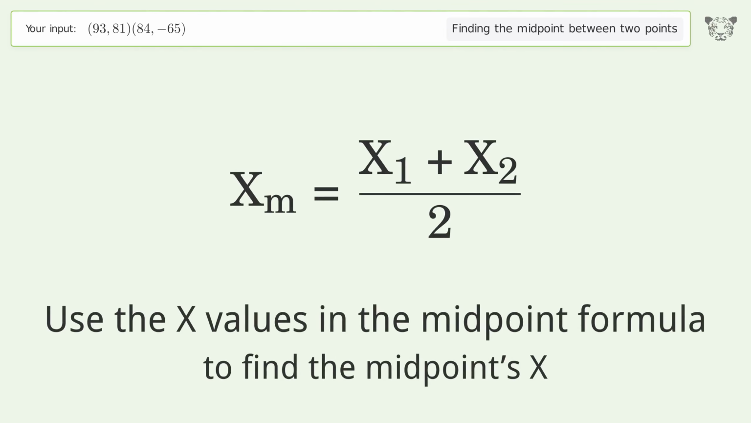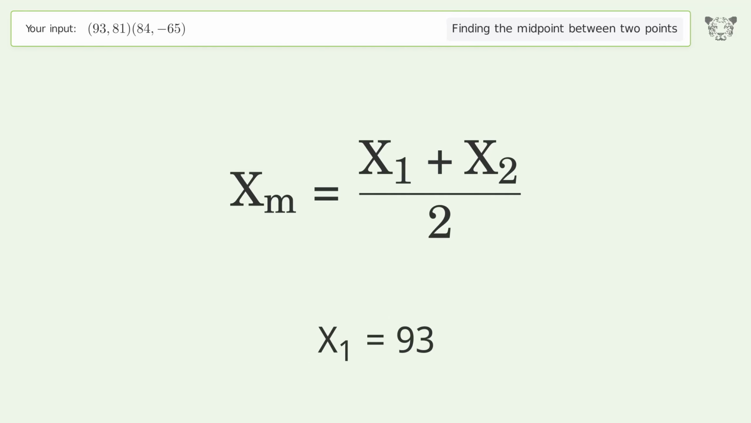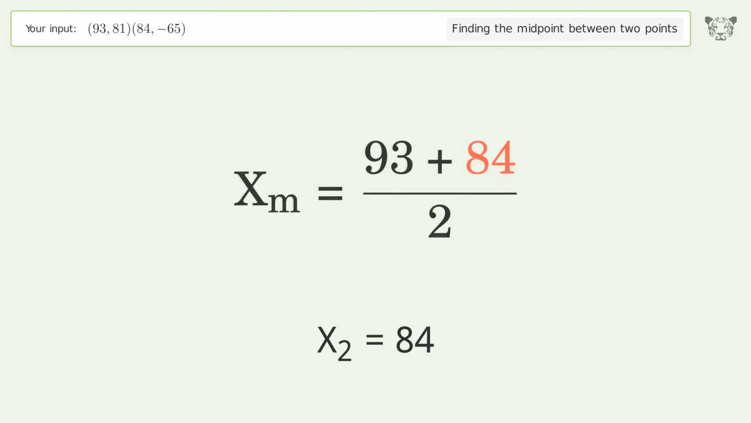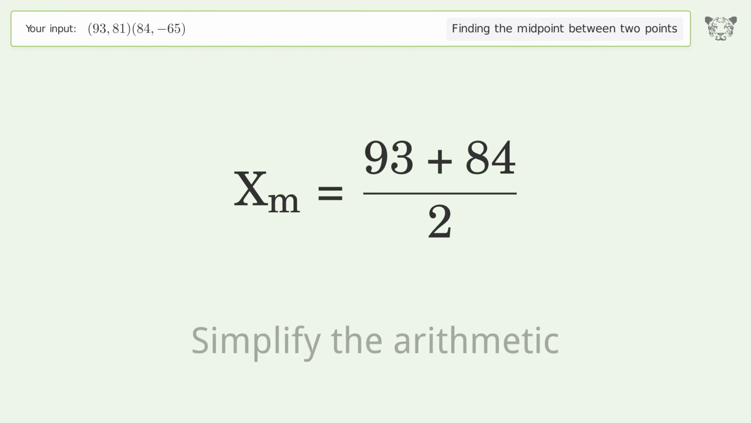Use the x values in the midpoint formula to find the midpoint's x. x1 equals 93. x2 equals 84. Simplify the arithmetic.